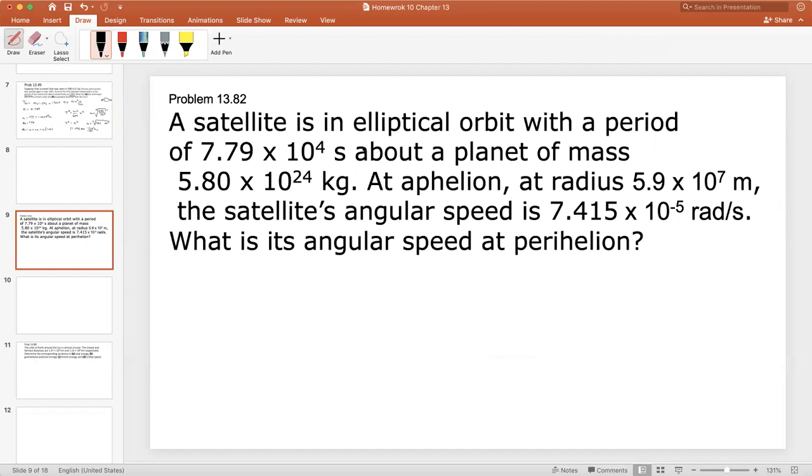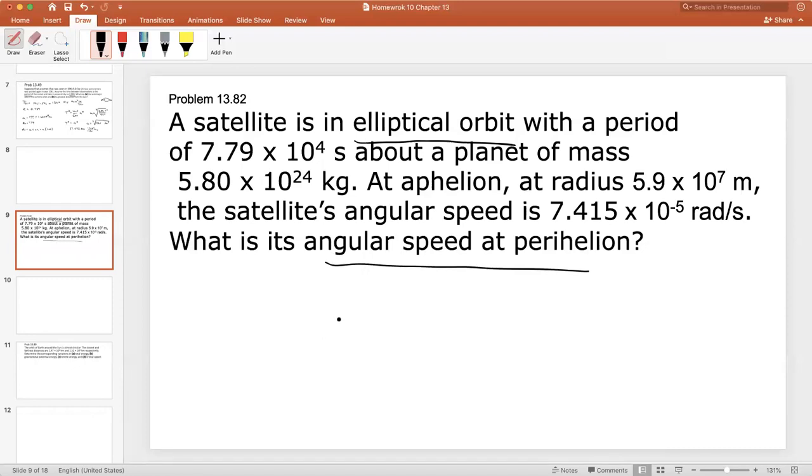A satellite in an elliptical orbit, we don't know where this satellite is, by the way. It could be anywhere. It could be in the Andromeda galaxy. We don't know. But a satellite is in an elliptical orbit with a period of 7.79 times 10 to the 4th seconds, about a planet with a mass of 5.8 times 10 to the 24 kilograms. And at aphelion, it has a radius of 5.9 times 10 to the 7th, and its angular speed at that point is 7.4 times 10 to the minus 5. And this is what we want.